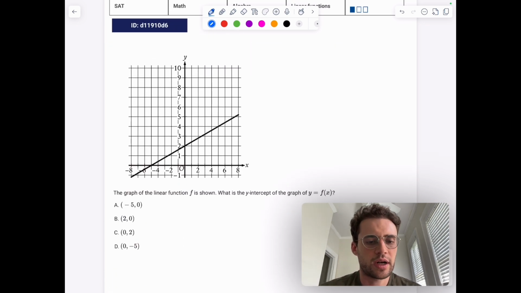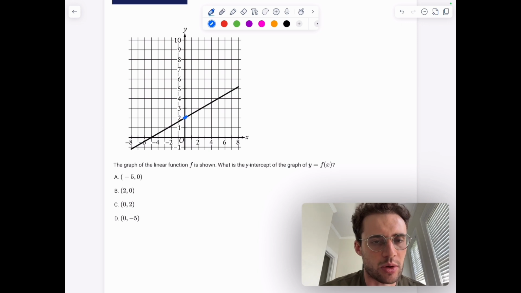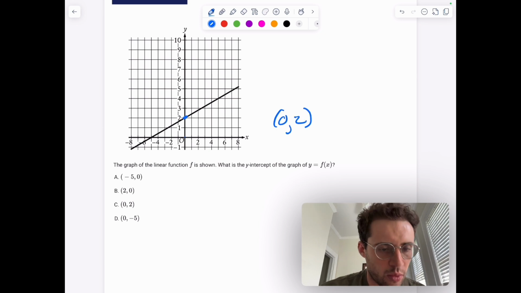We've got another set of coordinate axes. The graph of the linear function f is shown. What is the y-intercept of the graph of y equals f of x? Well, we can see the y-intercept is where it crosses the y-axis. That's at 2. So it's 0 over, 2 up. We'd write that as 0, comma 2, which is option C.